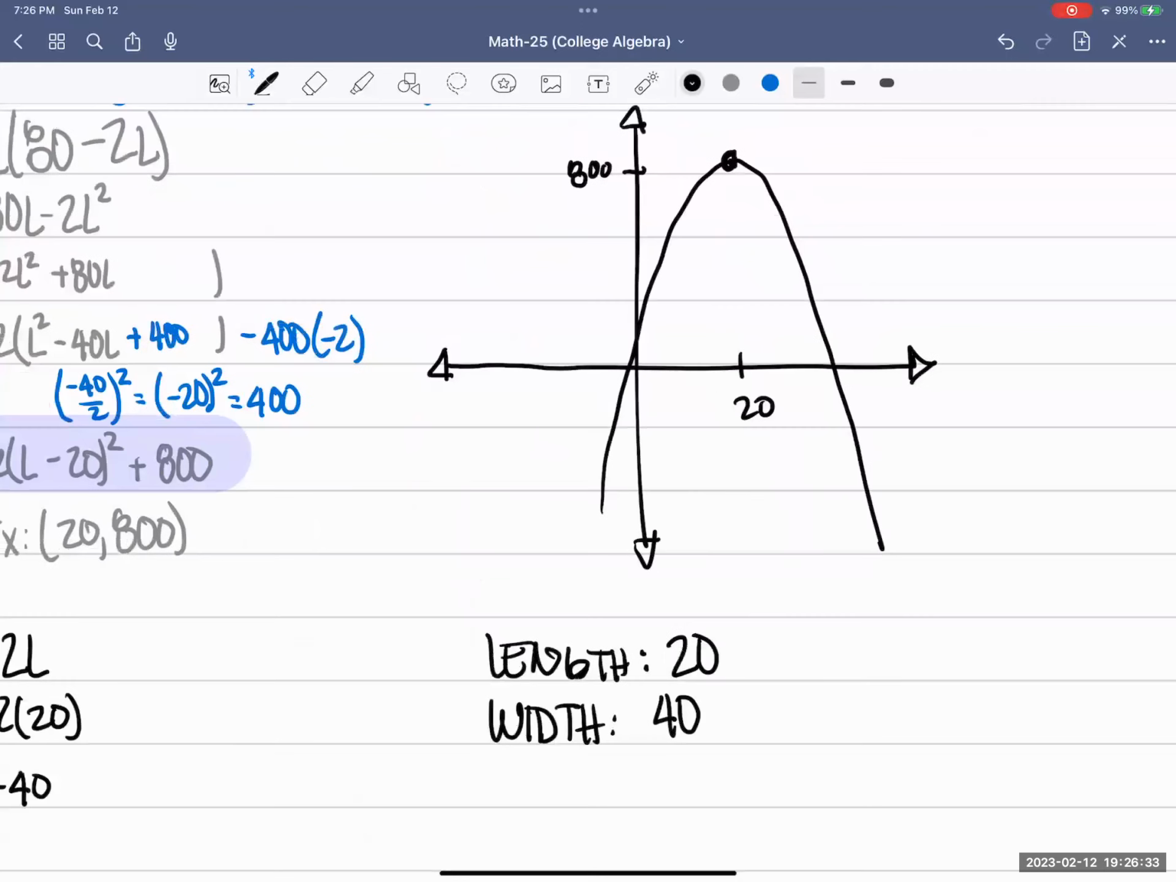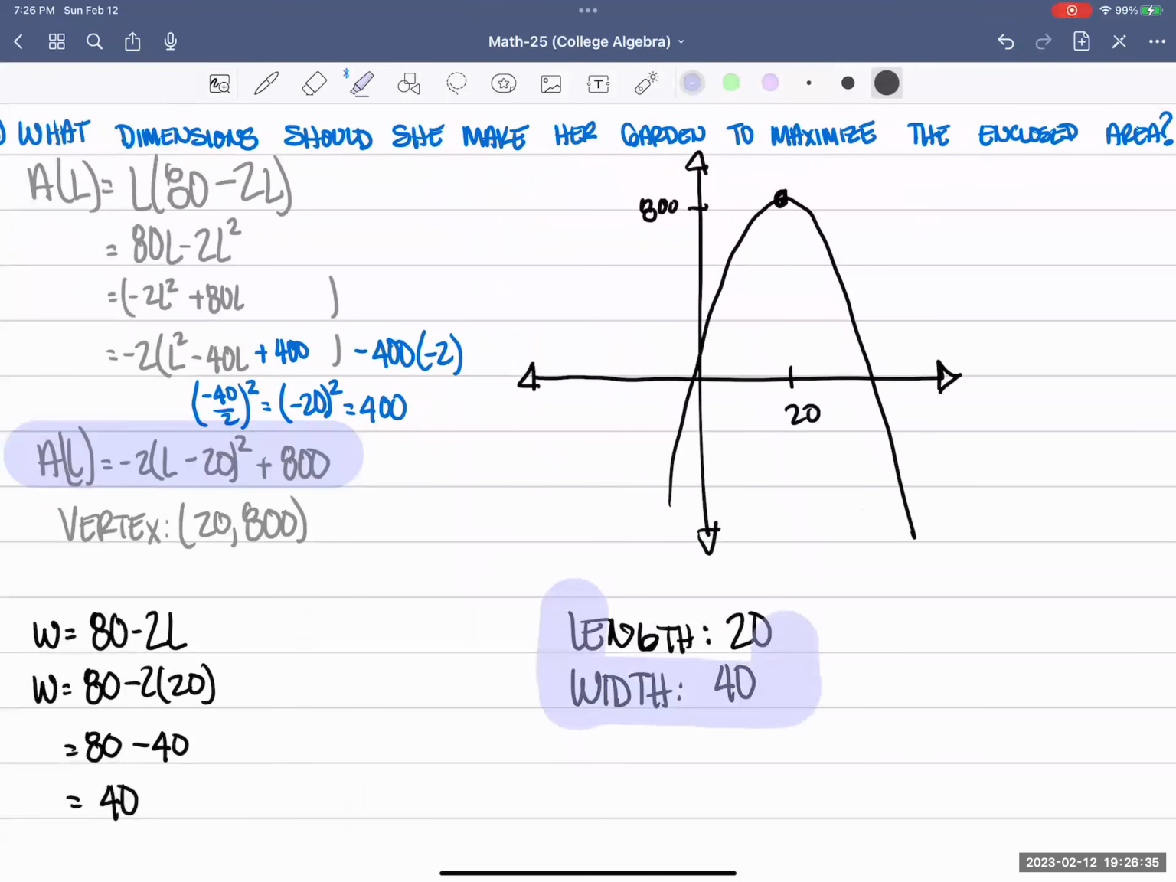And that's it. These are the dimensions that the farmer should use to create her fencing and maximize the area.